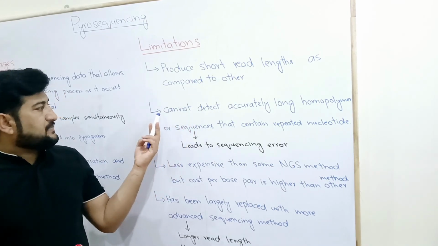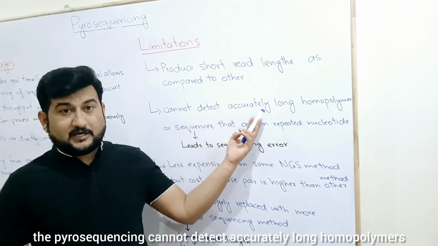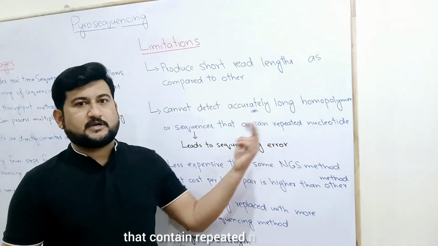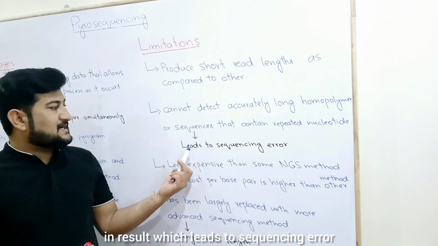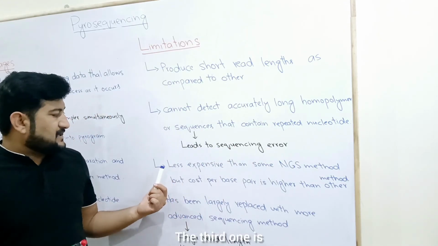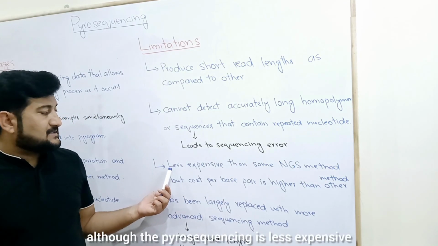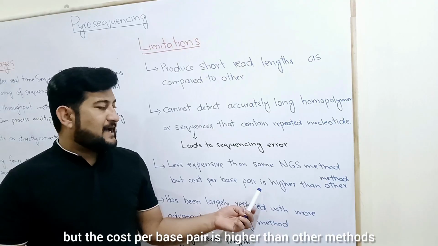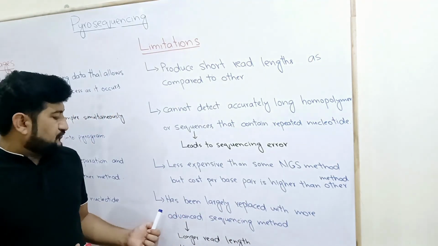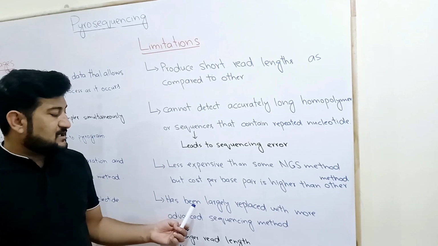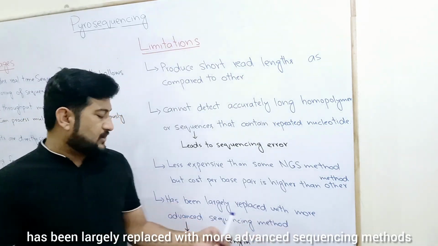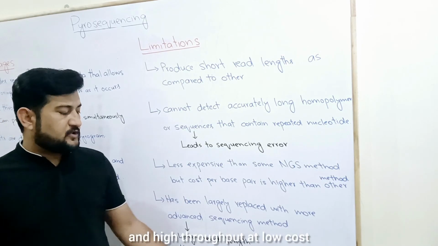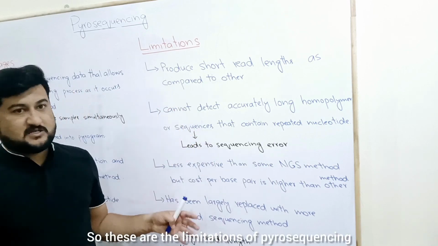The second is that pyrosequencing cannot accurately detect long homopolymers or sequences that contain repeated nucleotides, which leads to sequencing errors. The third one is that although pyrosequencing is less expensive than some NGS methods, the cost per base pair is higher than other methods. The fourth one is that pyrosequencing has been largely replaced with more advanced sequencing methods that offer longer read length and high throughput at low cost. So these are the limitations of pyrosequencing.